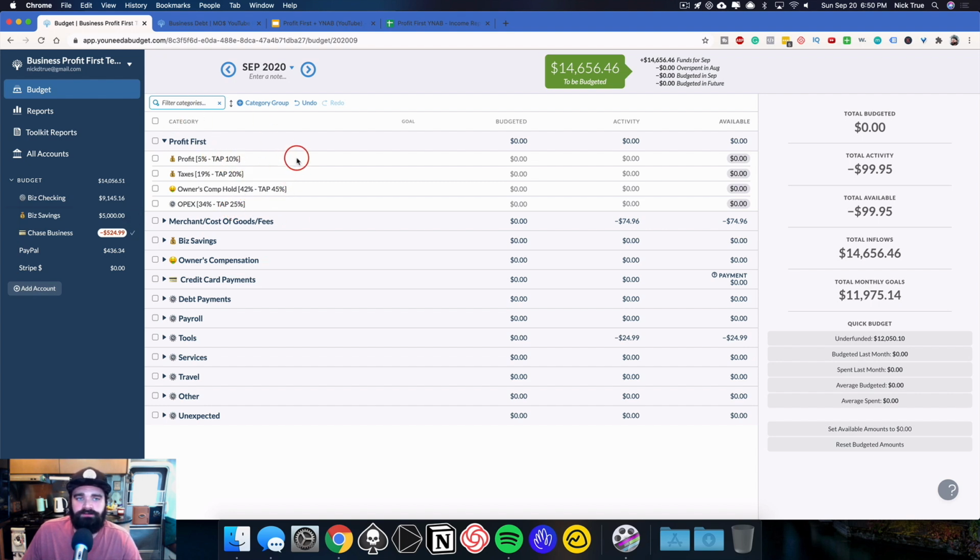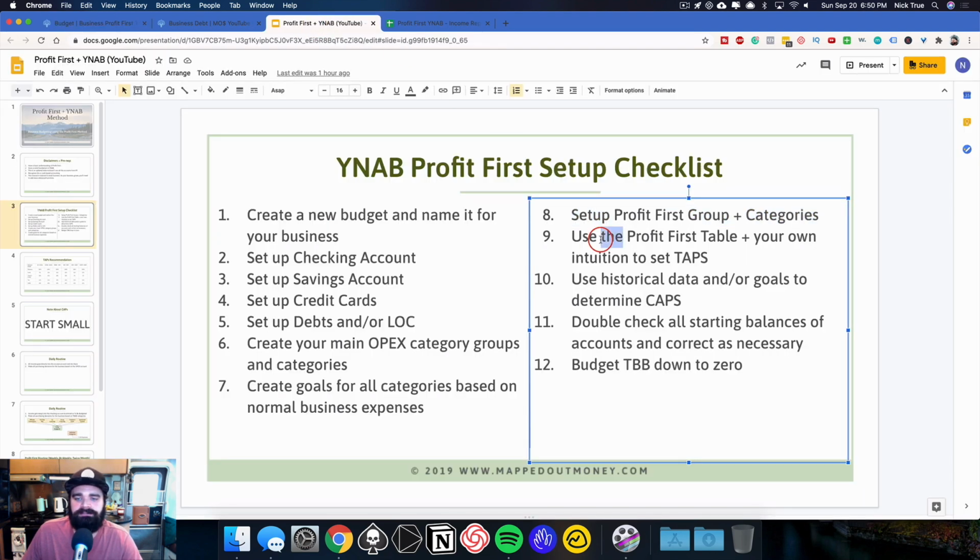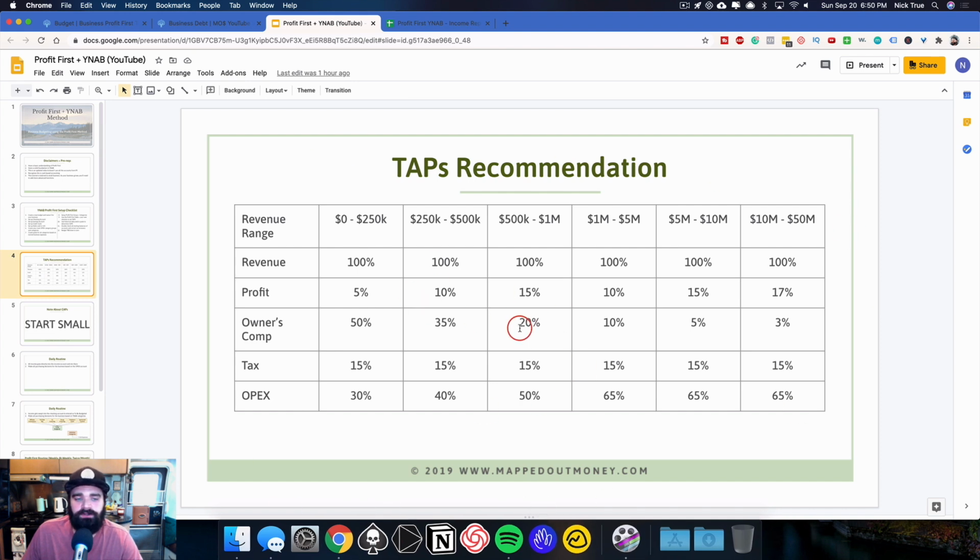Now, if you're not sure where to start with these, that's where the next step comes into play. You're going to use the profit first table plus your own intuition based on your industry, what you think is reasonable in your industry, what you know that other people are doing in your industry, in order to set your TAPs or your target allocation percentages. This is the chart that shows up in the book Profit First.